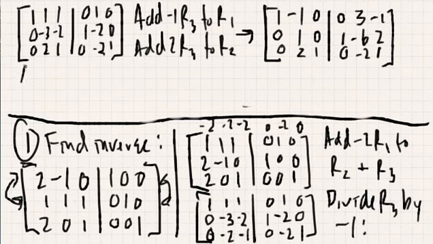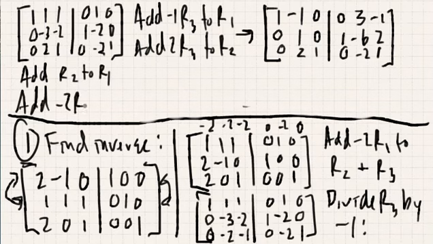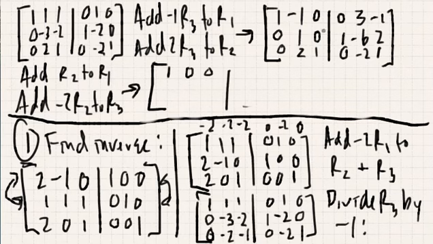So now I'm going to add row 2 to row 1. I'm going to add negative 2 row 2 to row 3. And what this gives me, again doing the arithmetic kind of fast, is this: when I add row 2 to row 1, I get 0 plus 1 is 1, 1 plus negative 1 is 0, 0 plus 0 is 0, 1 plus 0 is 1, negative 6 plus 3 is negative 3, 2 plus negative 1 is 1. The middle stays the same: 0, 1, 0, 1, negative 6, 2.